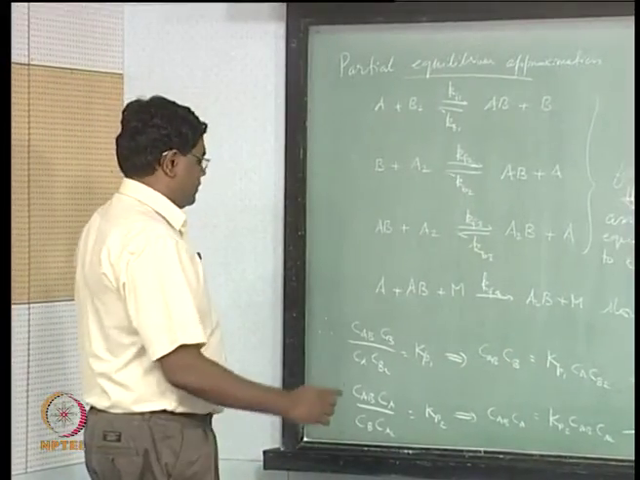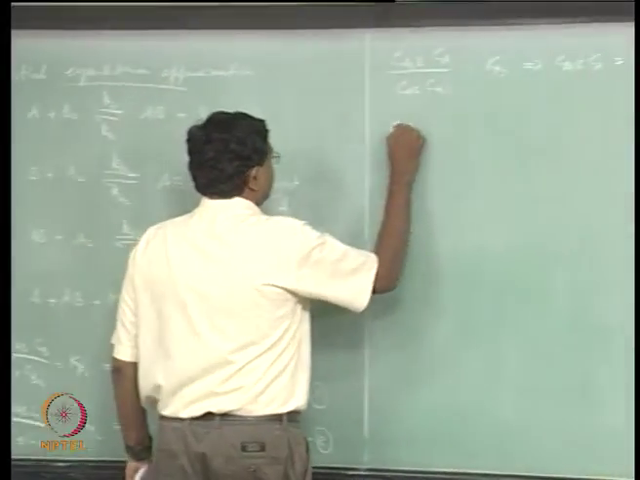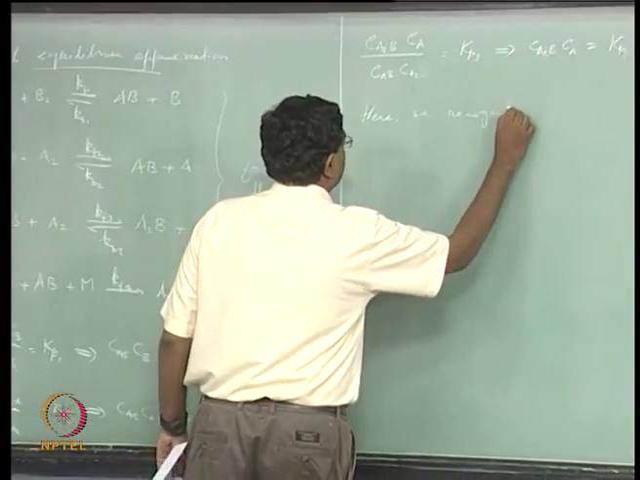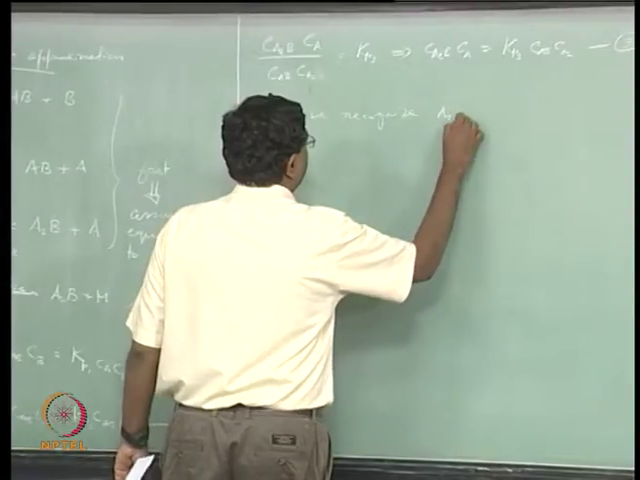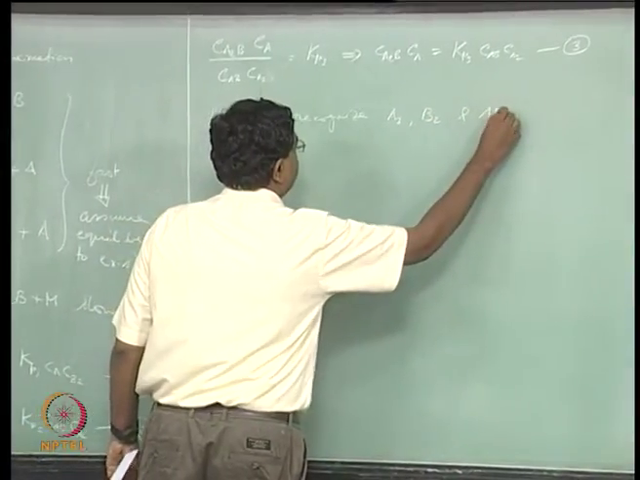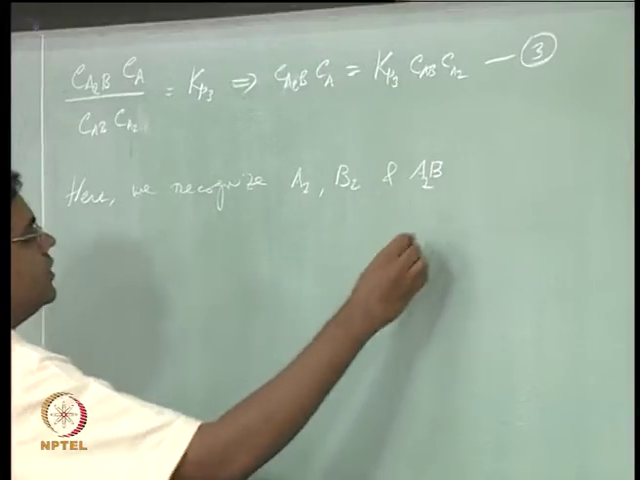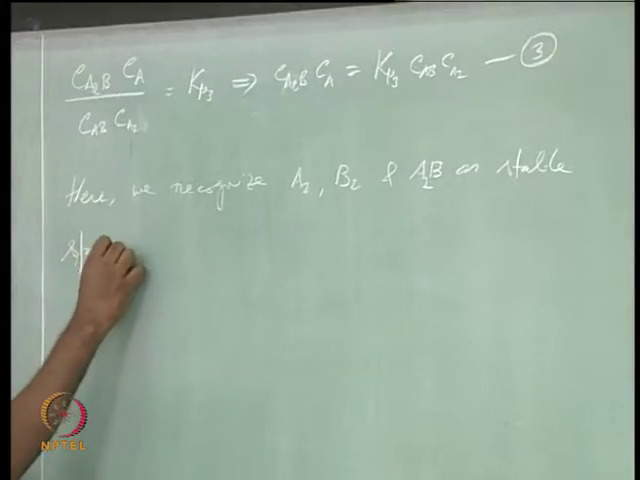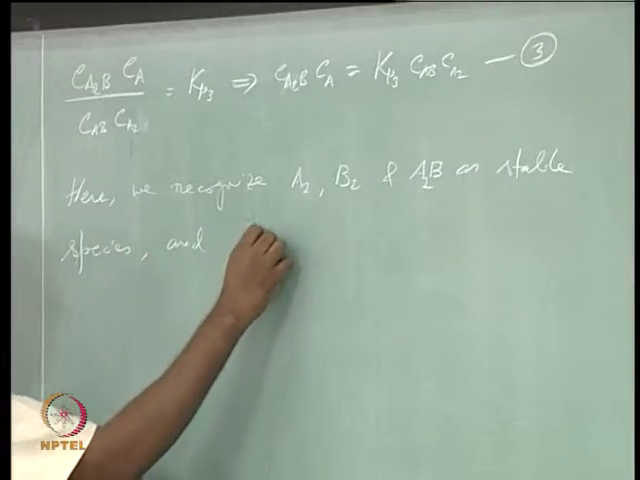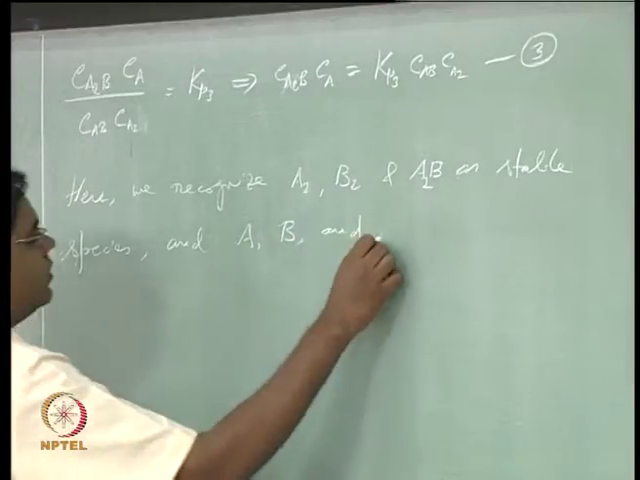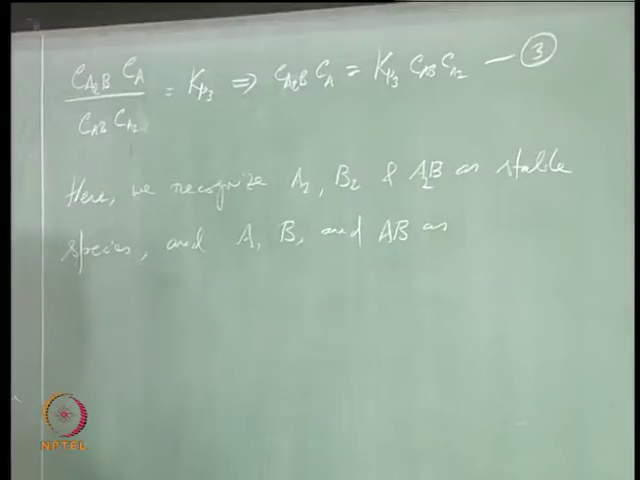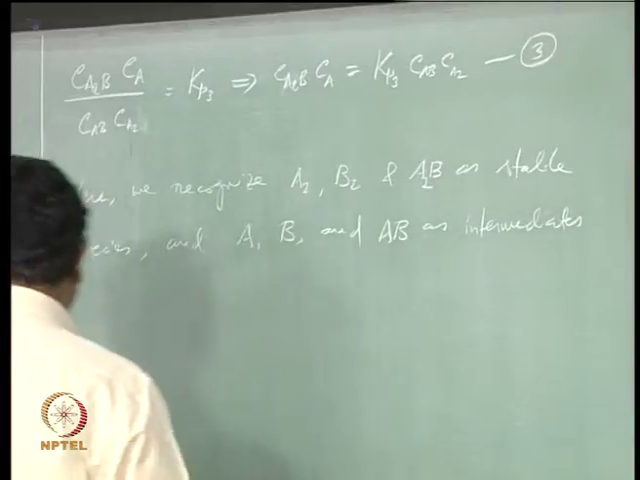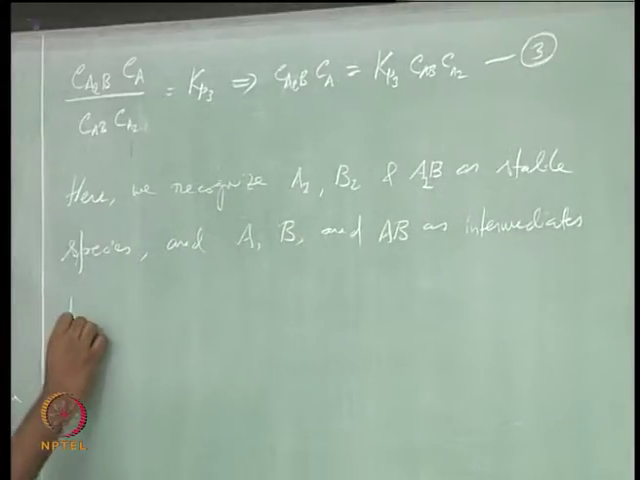So what's going on here is, we recognize A2, B2 and A2B as stable species, and A, B and AB as intermediates, right.